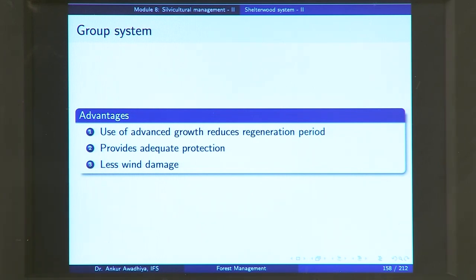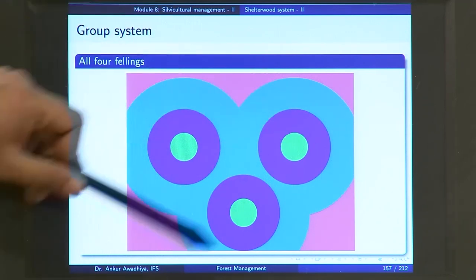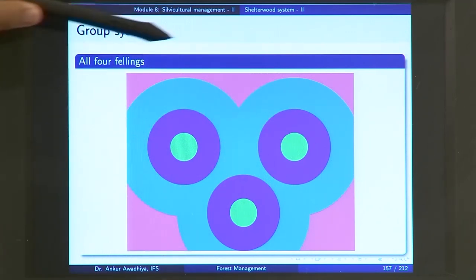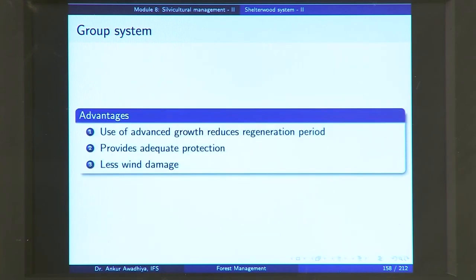Then there is also less wind damage, because in these cases you are moving it centrifugally, so there will be wind damage only in the outer areas, but the inner areas will not see any wind damage. So there is less wind damage in the group system.